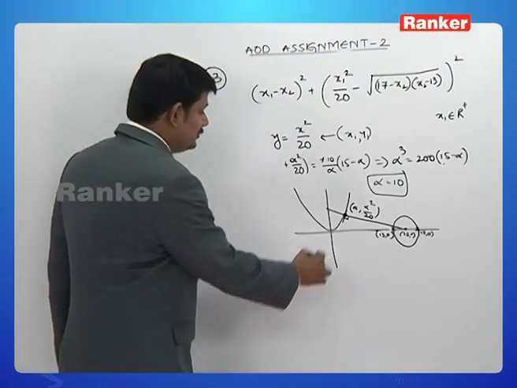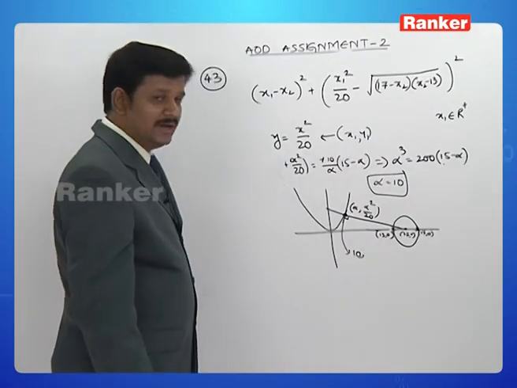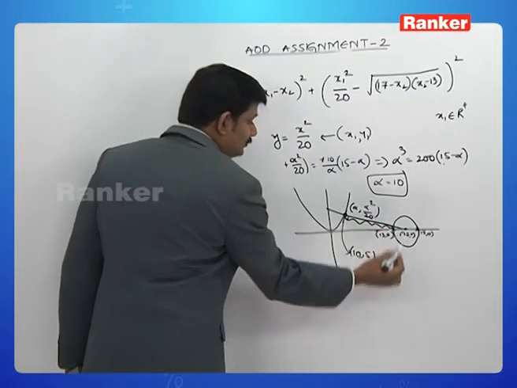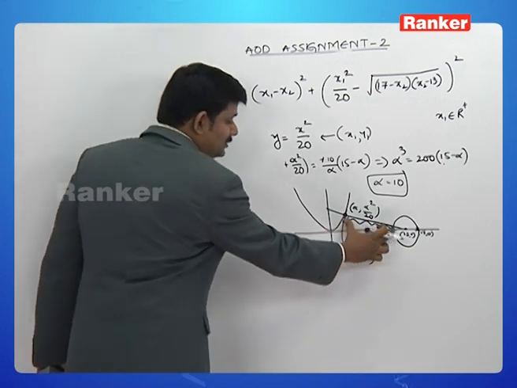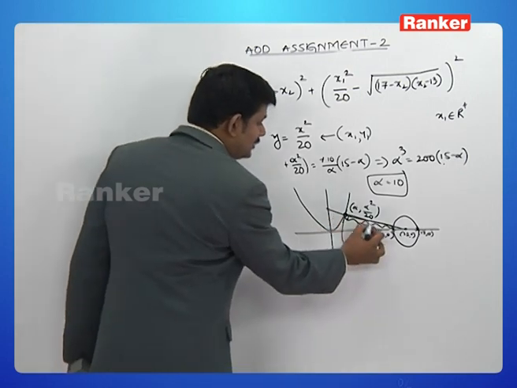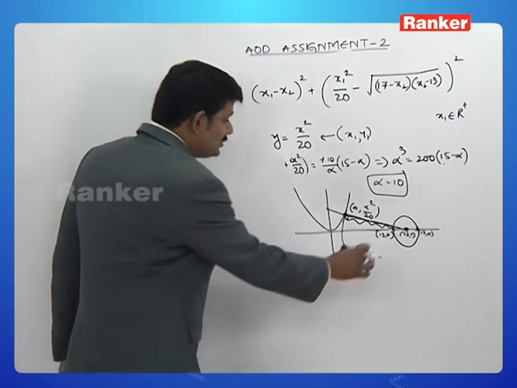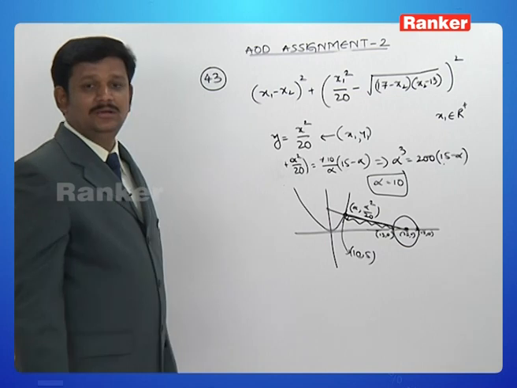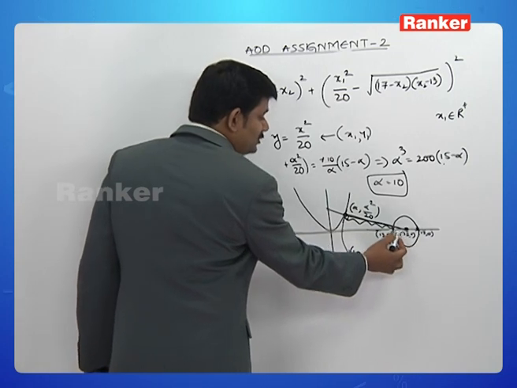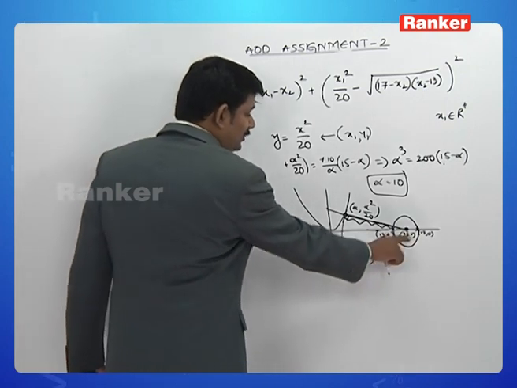So, the point on the curve is alpha, which is 10, comma alpha square by 20, which is 100 by 20, that is 5. So, we need to find the distance along the common normal. This distance would be the answer for our question. This total distance is the distance between the points 15 comma 0 and 10 comma 5, and from that we need to subtract the radius of the circle, which is 2. So, our answer would be the distance between the points 10 comma 5 and 15 comma 0 minus the radius of the circle, which is 2.